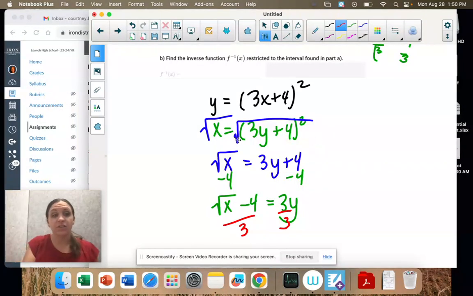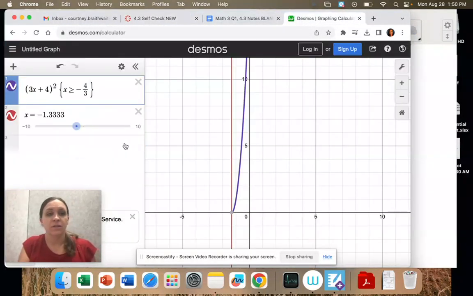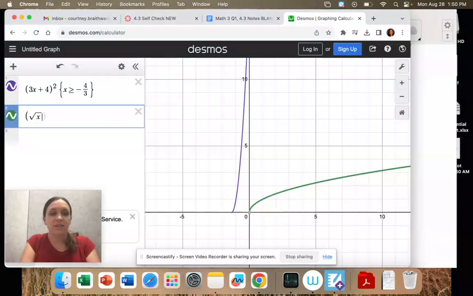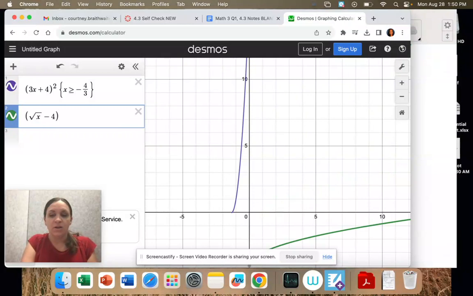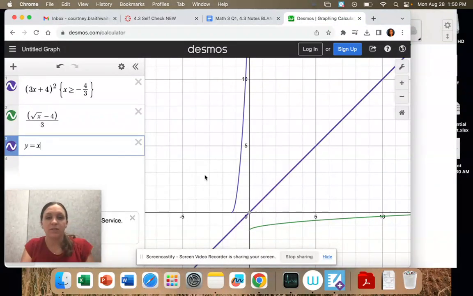I'm going to graph it just so visually we can see what's happening. So we have the square root of x minus 4, all divided by 3. And I like to graph y equals x because can you see how that flips over that line? It's the same thing, just reflected over. So that's our inverse, restricted to that domain because they're both positive. If you had gone the other way, that would have changed things.